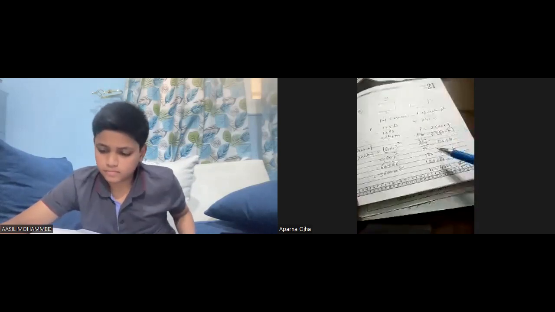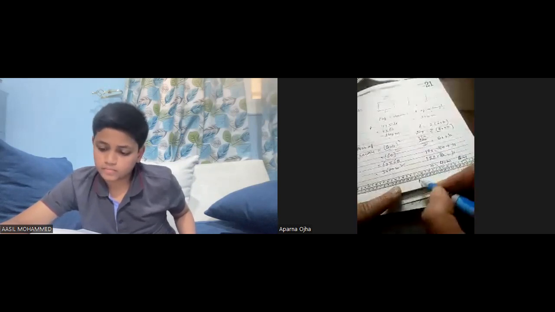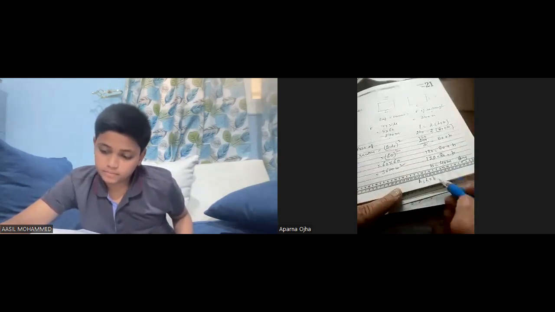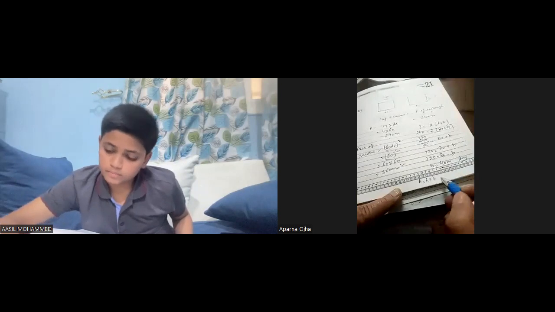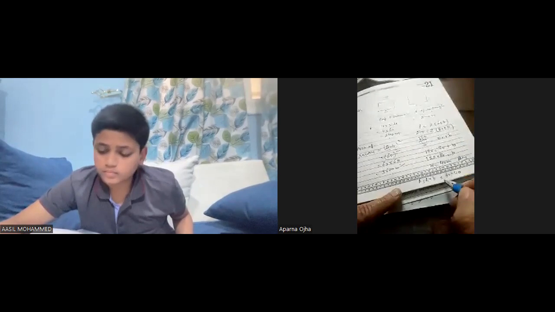Can you find the area of the rectangle now? Because you have the breadth and the length. What is the formula for the area of a rectangle? Length into breadth. Now you can put in the values. Length is 80, breadth is 40. Multiply. What is the answer?